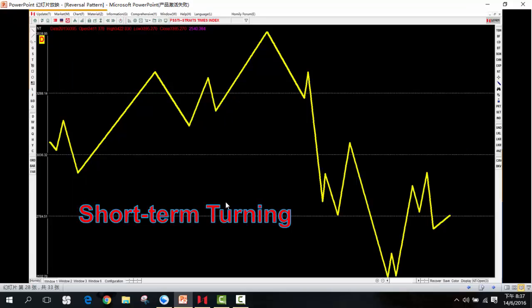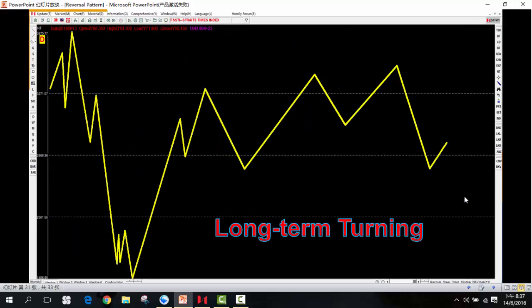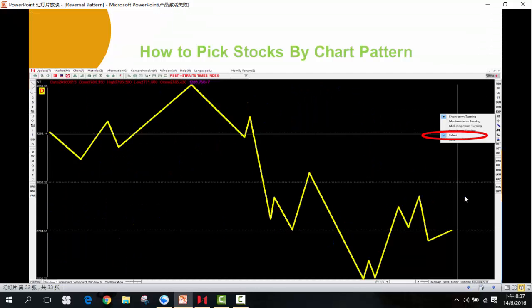Then the next one we learned how to find some patterns easily. You can see the short-term turning, the medium-term turning, the medium-long-term turning and long-term turning, and how to pick stocks by this chart pattern. Okay, so I hope you can learn this method very well, and I hope you can understand.